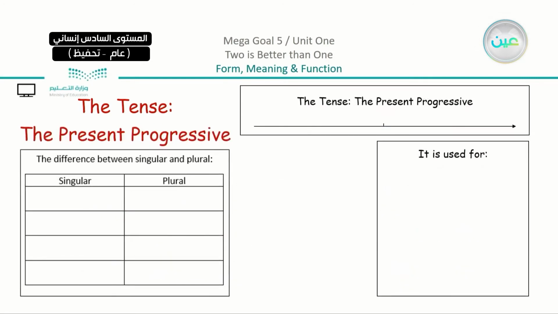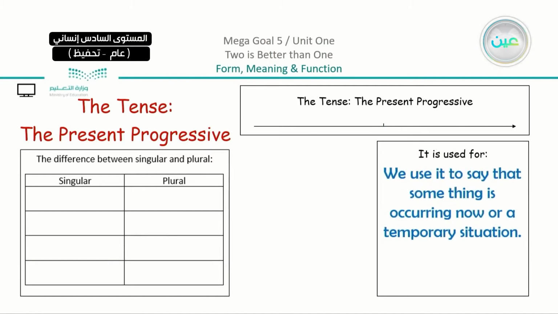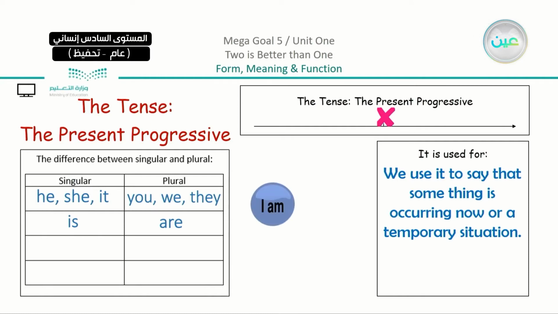The second part, also, we have here the meaning and the form. So we have, first of all, that the present progressive is used to say that something is occurring now or a temporary situation. It's not something happening all the time. So here we can see that we have something that is happening now. And in this case, we have the singular pronouns as we discussed, and we have the plural. We are going to use is with the singular, are with the plural in the present progressive, and we have I separate with the verb am.